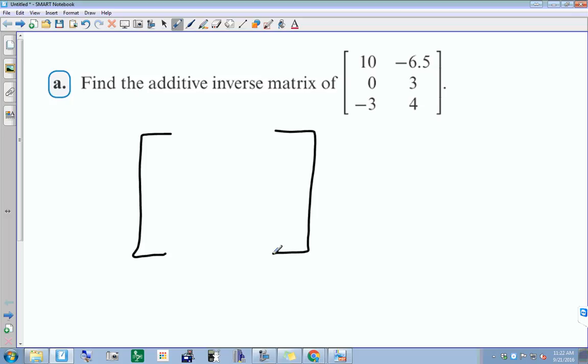The opposite. So, if the first one is 10, what's the additive inverse of 10? Negative 10. What is the additive inverse of 0? 0. The additive inverse of negative 3? 3. Negative 6.5? 6.5. And negative 4? 4. That's it. So whenever we're looking for the additive inverse, it's just simply the opposite. That's how we've always taken a look at it before. Whatever number we get, additive inverse, opposite number.